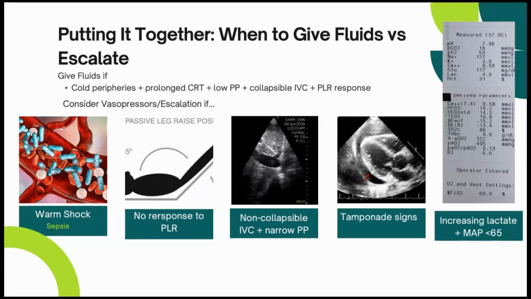But let's say you don't see those changes, and there is a warm shock in sepsis. You don't have poor peripheral perfusion, there's a bounding pulse, no response to the passive leg raise test, and the IVC is also not collapsible. It looks full, but still the patient's blood pressure is low. And if you cannot see any tamponade signs either, then your blood gas might help you. So let's see how you can interpret a blood gas.